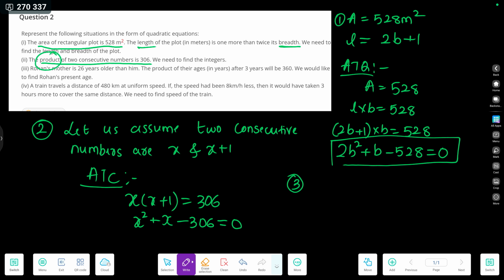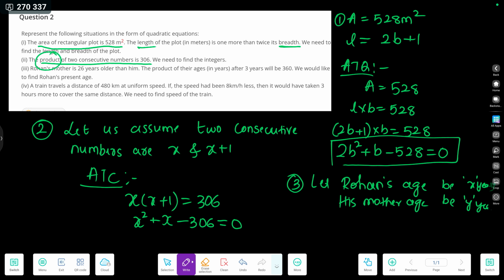There are two persons. One is Rohan, one is his mother. Let Rohan's age be x years and his mother's age be y years. I'm taking x and y. You will end up with a quadratic equation only.